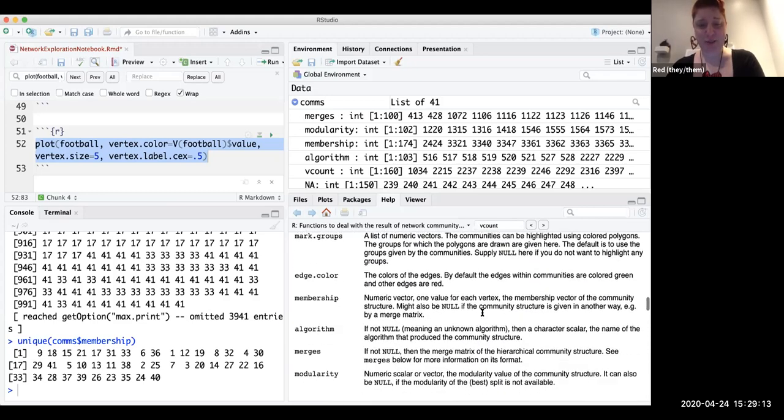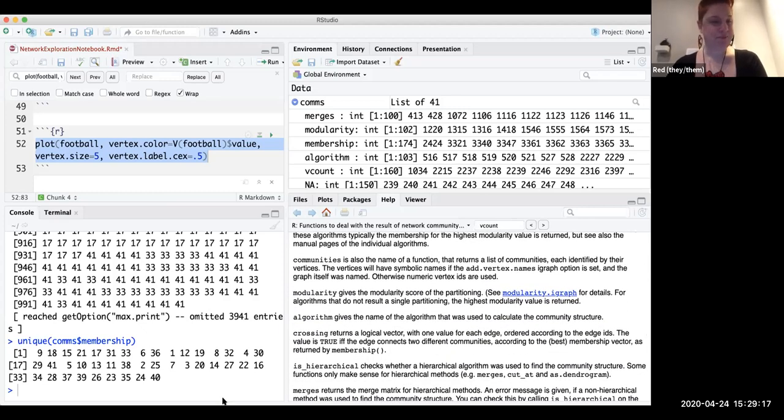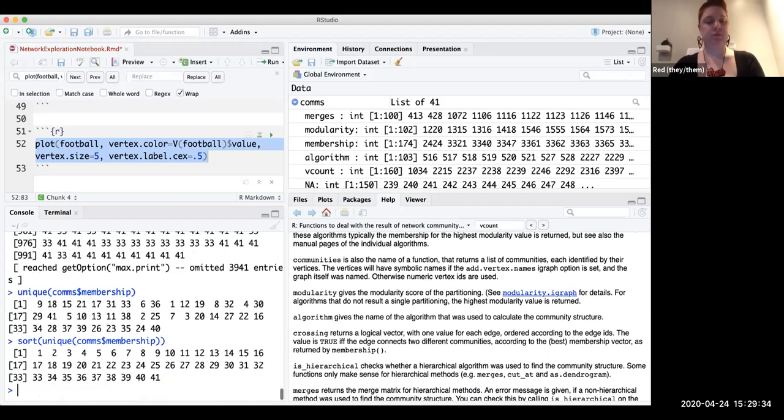And it's not in the documentation. Okay. Well, if we use the unique command on our comms$membership, we get the total number, each of the different community numbers. And you can see that if we sorted it, we get 1 through 41. We've got 41 different communities here.